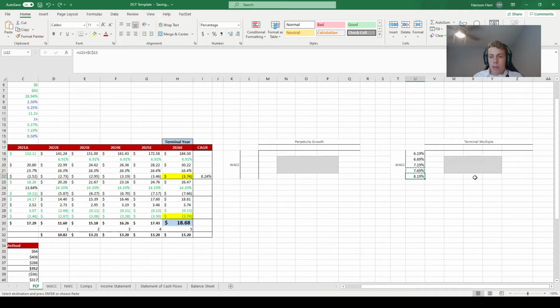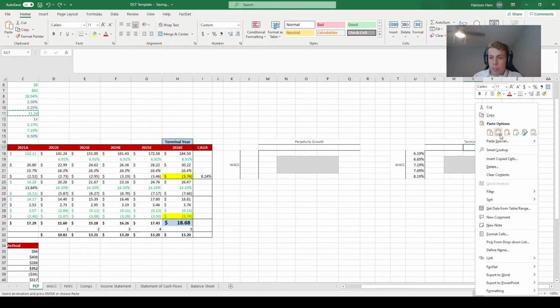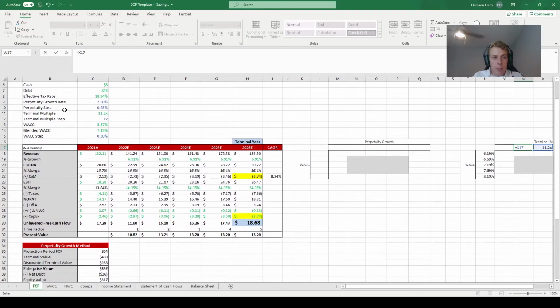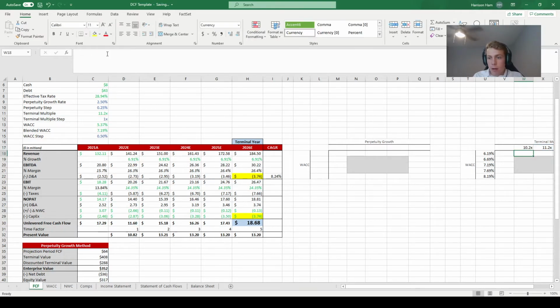So now when we tell the table what it's going to change for the terminal multiples, we're going to be doing basically the exact same thing. We come over here to the terminal multiple of 11.2, and we copy it, and then we paste values in the middle. And then we reference it and subtract off, except instead of using the WACC step, we're going to use the terminal multiple step, which is 1 times. And then we need to make sure that's an absolute reference, so make sure you hit F4.